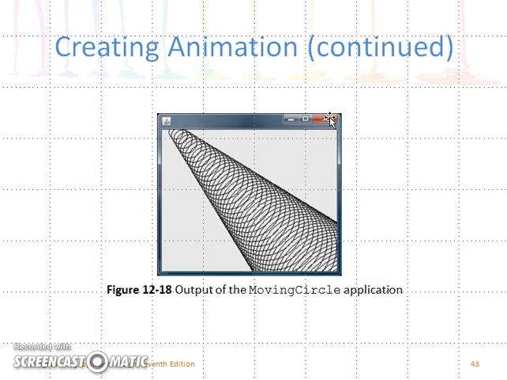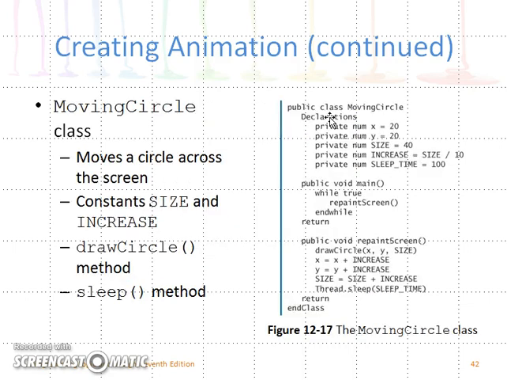All right. In the repaint screen method here of the moving circle class, a circle is drawn in the X, Y position. Then the X, Y, and the circle size are increased. So all of them are increased. And what is my increase? It is size divided by 10. My size is 40 divided by 10. And that will be my increase.